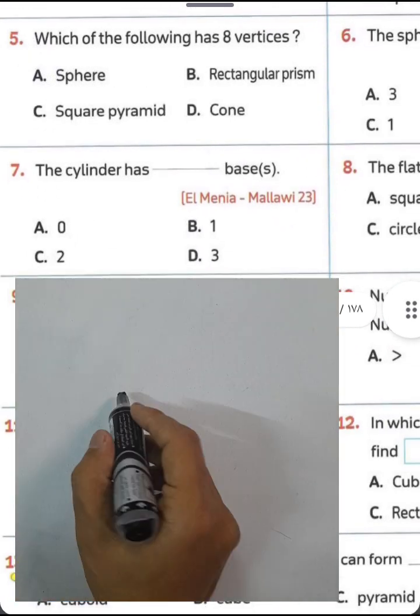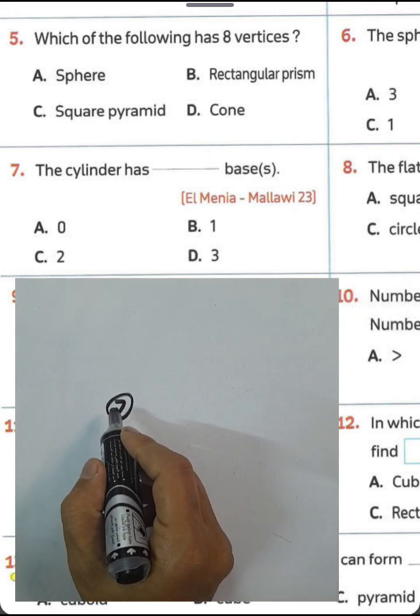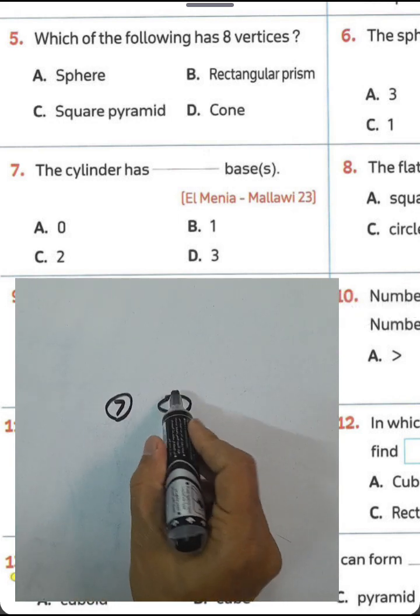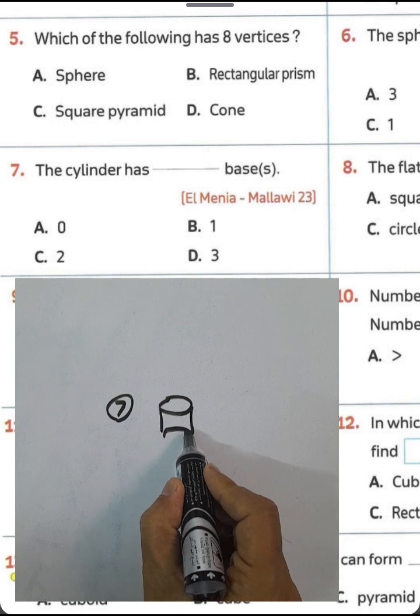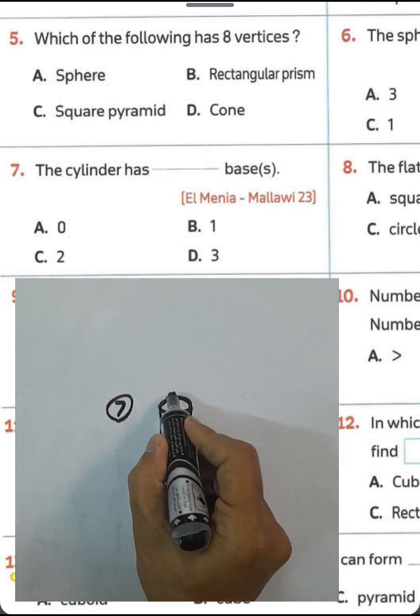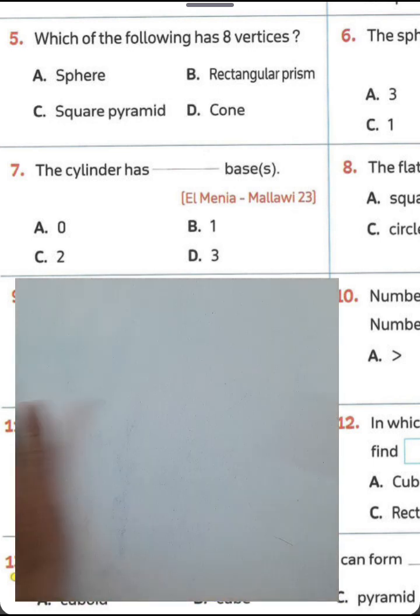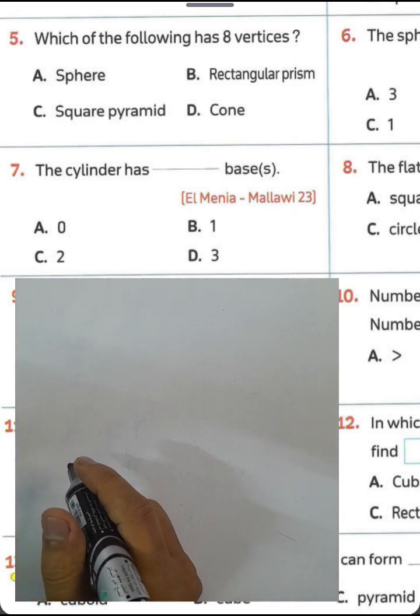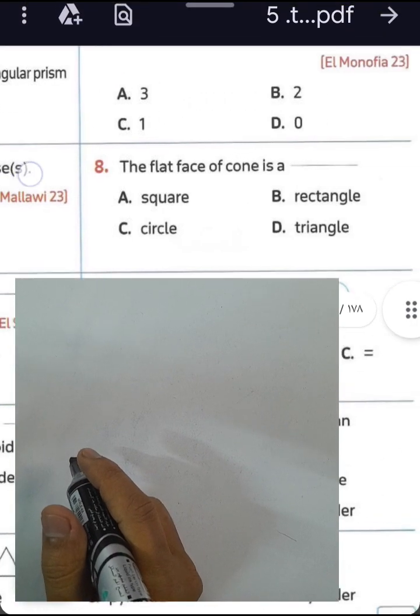Question 7. The cylinder has 2 bases. We call it cylinder. The 2 bases are congruent. Each of them, we call it circle. Choose letter C.